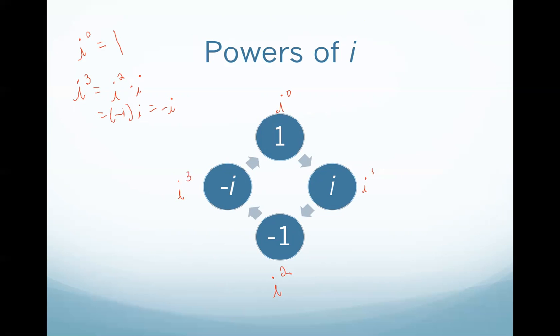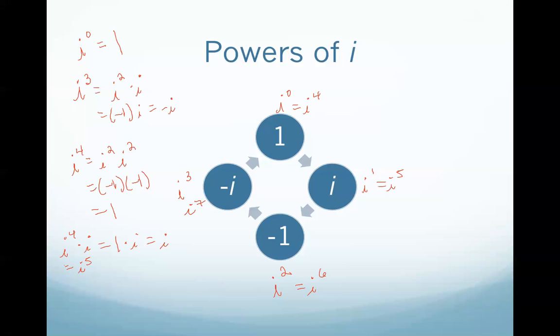Okay, but then what about i to the fourth? i to the fourth is i squared times i squared, which is -1 times -1, which is 1. So we're back to 1. And if I take i to the fourth times i, that's 1 times i, which is just i, but that's also the same as i to the fifth. And so we keep going around in a circle: i to the sixth, i to the seventh, i to the eighth, i to the ninth, i to the 10th.